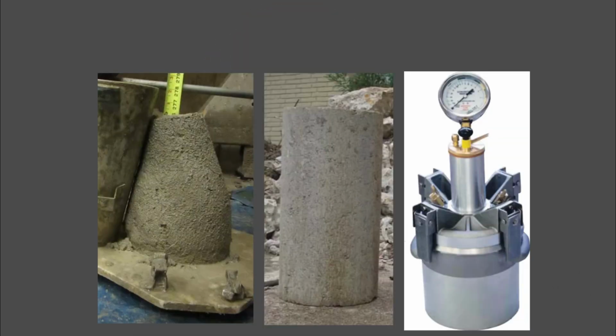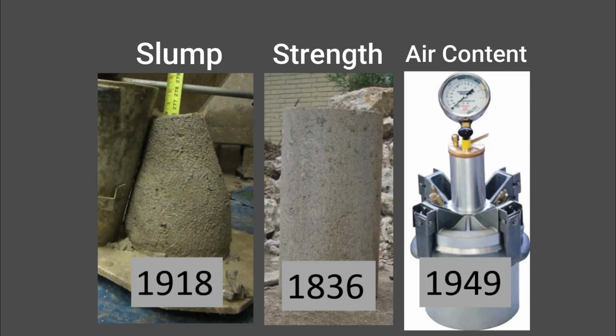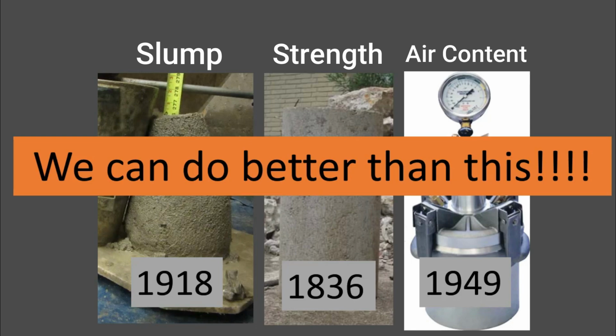Let's start talking about testing concrete. Did you know the three most commonly used tests in concrete are the slump, the strength, and the air content of concrete? And if you look at the years that they were developed, it was a long time ago. The youngest one in the bunch is 1949, about 70 years old. We can do better than this, and that's what this video is all about.